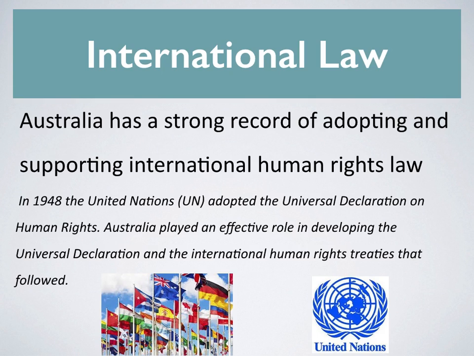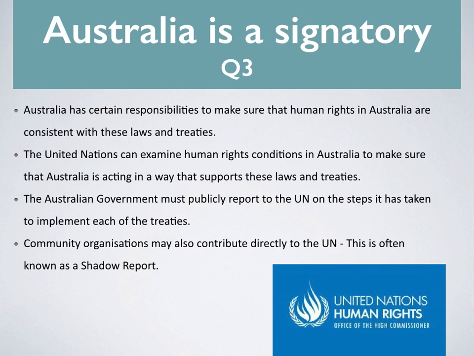Now, if we're looking at international law, and remember that international law and the Constitution feed into statute law and common law to determine our rights. So international law feeds in. Australia's got a very strong record of adopting and supporting international human rights, even though we're a very small country, a small population. In 1948, the United Nations adopted the Universal Declaration on Human Rights, and Australia played an effective role in developing this. We're a signatory, and what that means is that we've got certain responsibilities to make sure human rights are consistent. The United Nations can examine human rights conditions in Australia to make sure Australia is acting in a way that supports these laws and treaties.